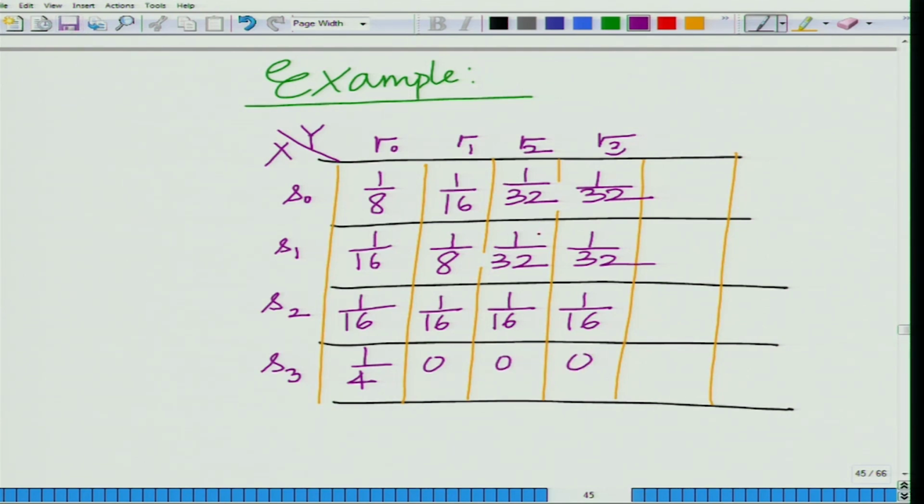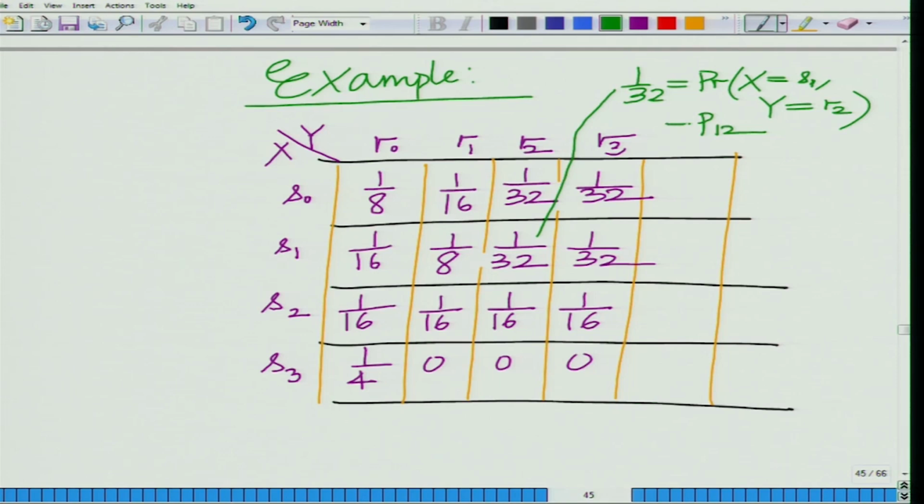For instance, if you take a look at this 1 by 32, this is equal to the probability that x is equal to S1 comma y is equal to R2. That is what we have said. This is basically your P1 comma 2, because Pij is the probability that x equal to Si, y is equal to Rj. So, this is your Pij.